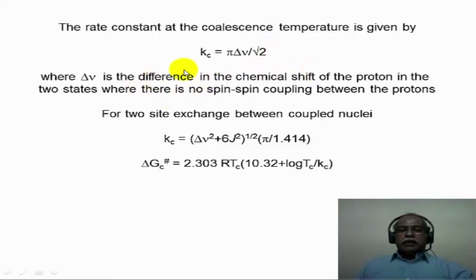So we can do a one-point kinetics and get the rate constant at the coalescence temperature using this expression, provided there is no spin-spin coupling between the two protons. If there is a spin-spin coupling between the two site-exchangeable protons, then the coupling constant also gets into the expression. So at this point of time, the kc would correspond to this particular expression that is given here. Now, once you have kc at the coalescence temperature, one can also calculate the thermodynamic parameter in terms of the activation energy of that particular process using this expression, using the NMR technique, which would be a one-point kinetic technique.